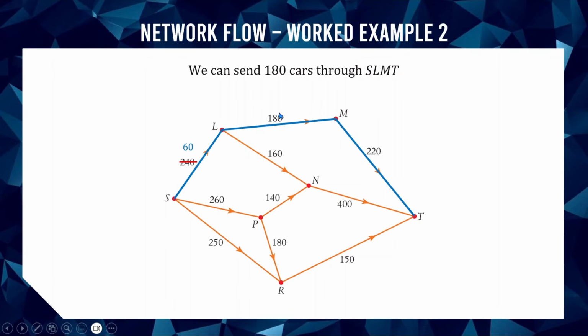Middle road here is blocked off. It can fit 180 and we've sent 180. So I'm just going to cross that out. And the one on the end, we're sending 180 and it can fit 220. So it's got room for 40 cars remaining. And now because I just sent 180 through the network, I'm just going to make a note of 180 over here and then hopefully not forget about it later. Okay, there is one path done.